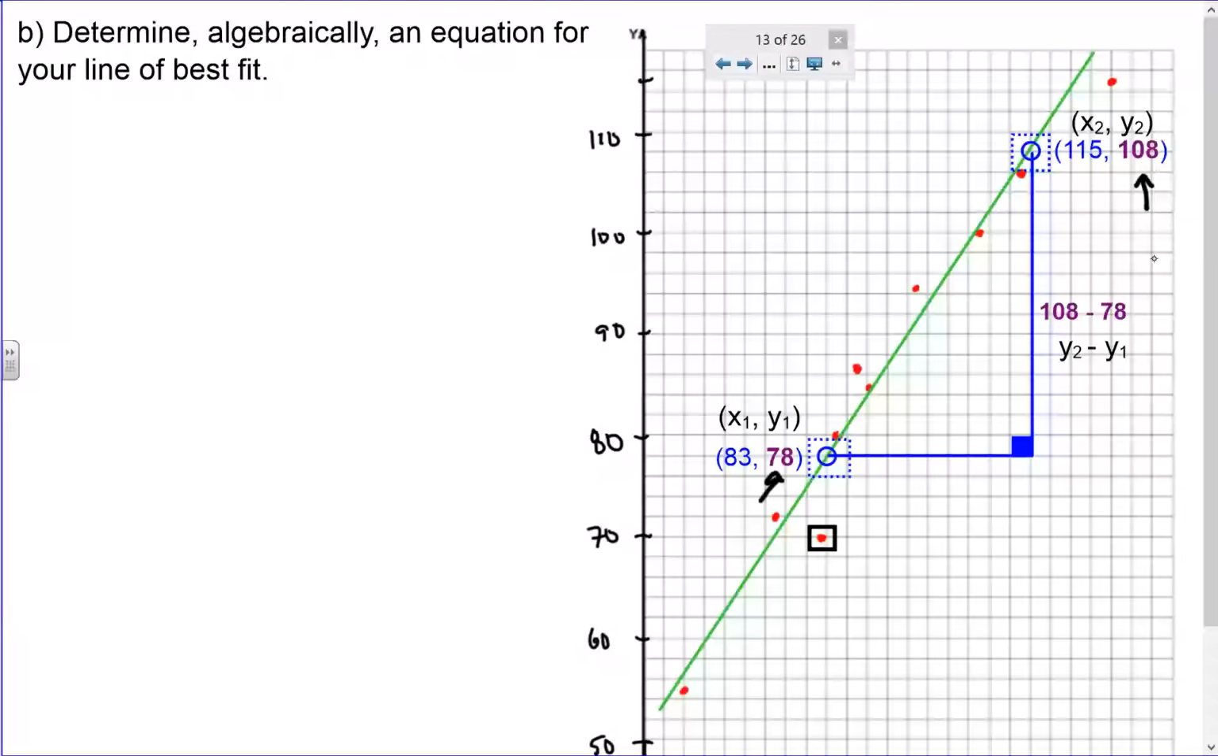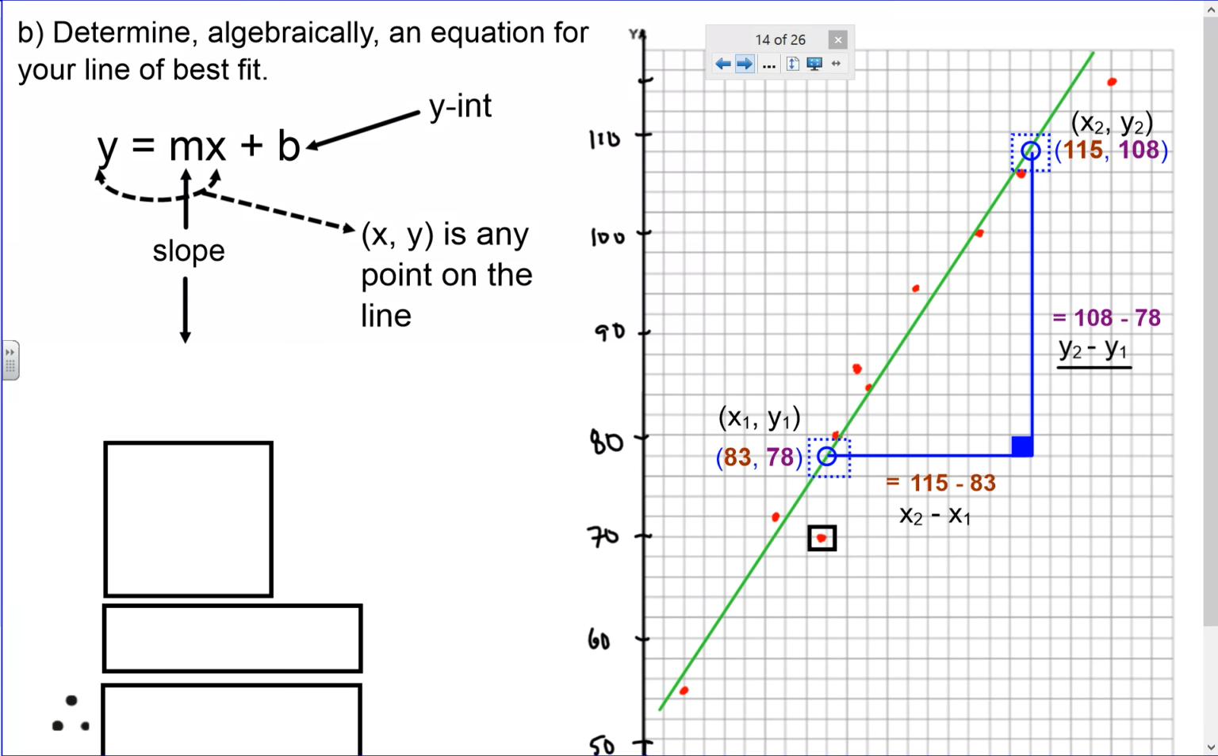And what we're determining right here is the change in y, or y2 minus y1. So the difference between the y values. Okay, in like manner, we can also determine the difference in the x values, as I'm now working with the 83 and the 115. So we're now determining the change in the x values. By doing so, we can compare those changes.